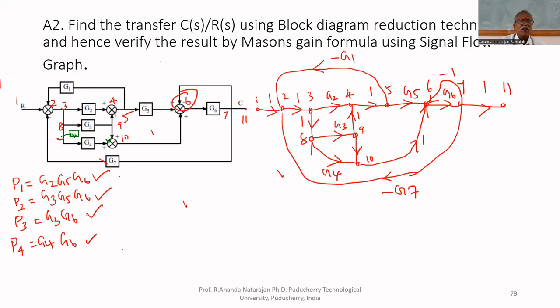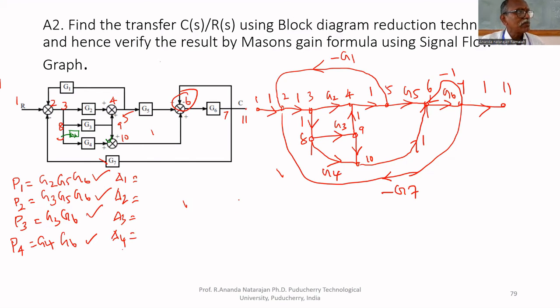Now I can find the delta. To find delta, what all do we have to find? Delta 1, delta 2, delta 3, delta 4. We have to find delta 1. What is delta 1? Delta 1 is the part of the graph which is not touching the forward path. The forward path is G2, G5, G6. The part of the graph which is not touching the forward path is 8, 9, 10. The three nodes are not touching the forward path, but there is no loop. 8, 9, 10 is not a loop.